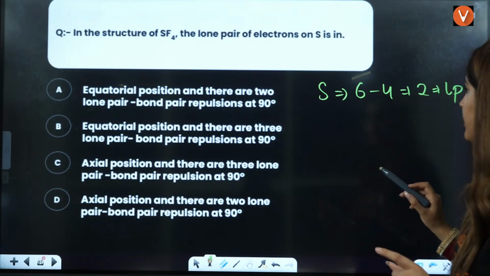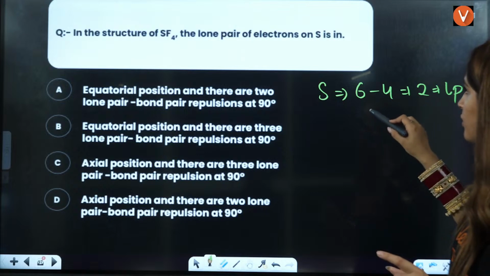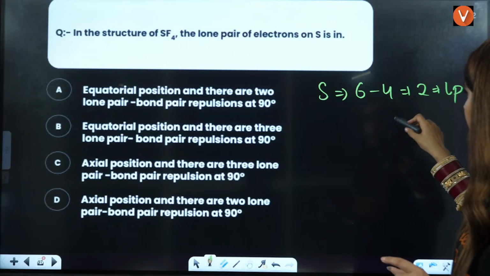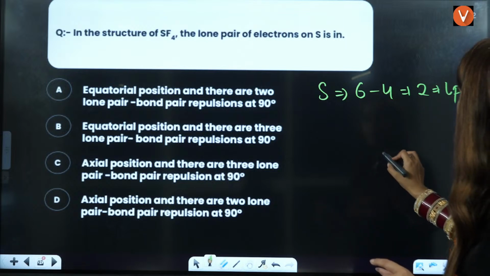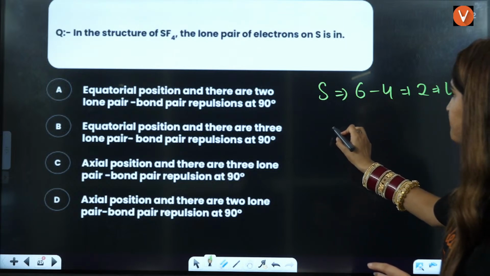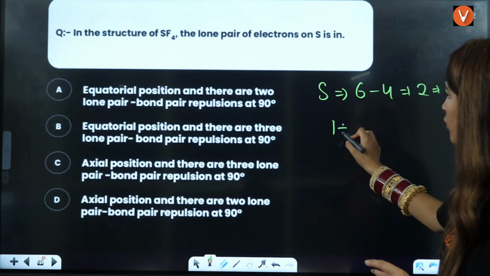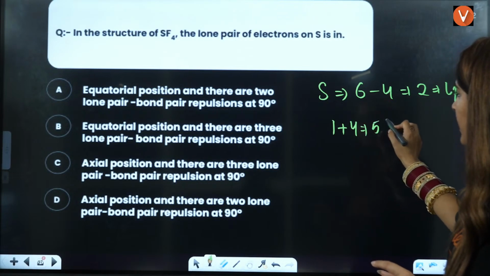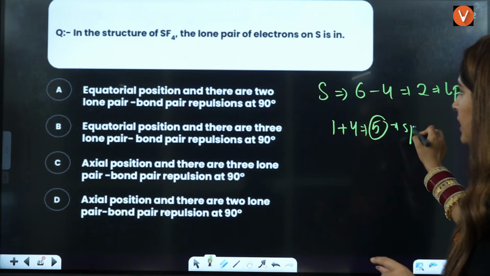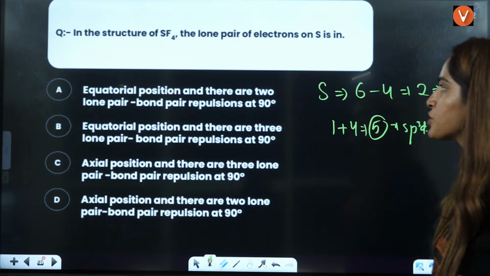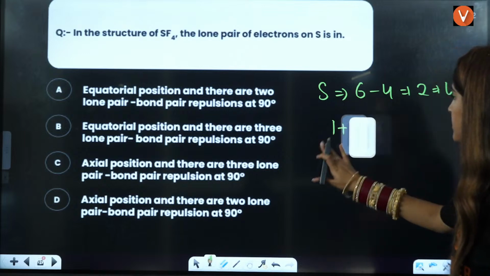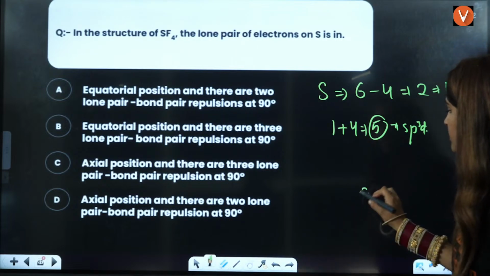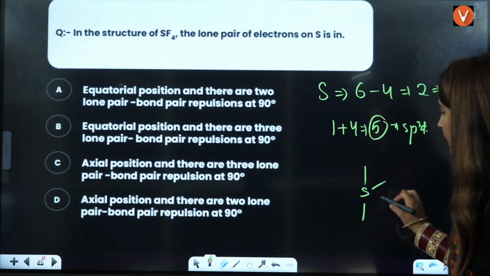Okay, let us see that. It has 6 outermost electrons, 4 of them are already used, so you are left with 2 electrons. That means you have 1 lone pair. From that, we can say 1 lone pair plus 4 bond pairs, it is 5. That is sp3d. They are asking about lone pair bond pair repulsion. So this is sulfur, 1, 2, 3, 4, 5.